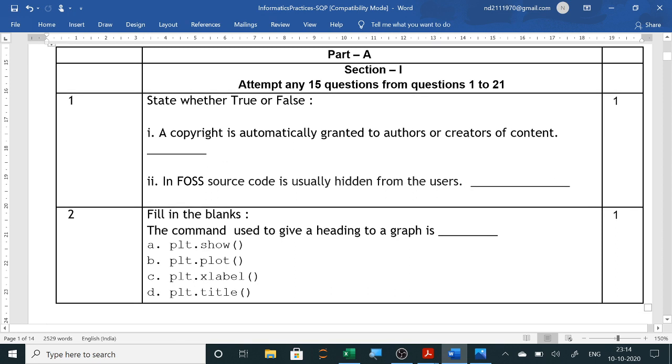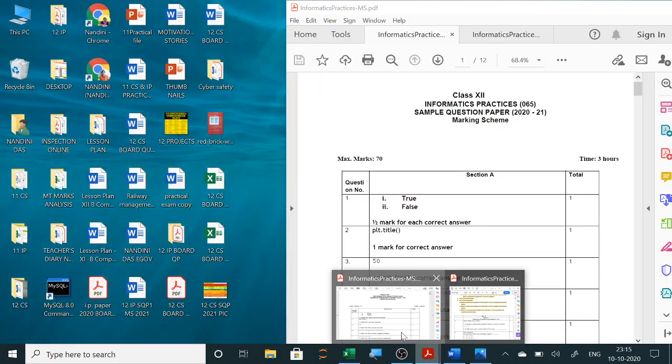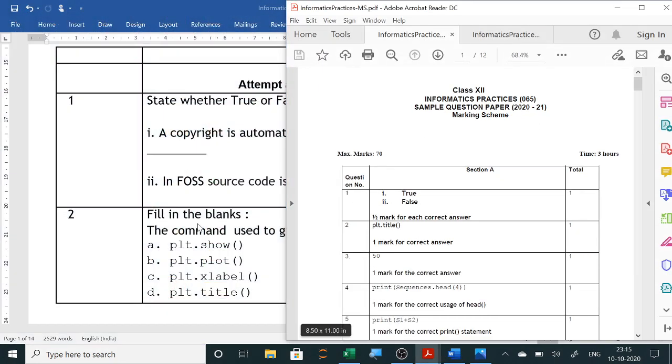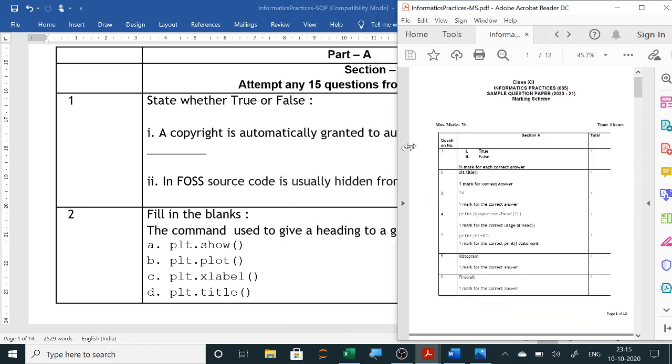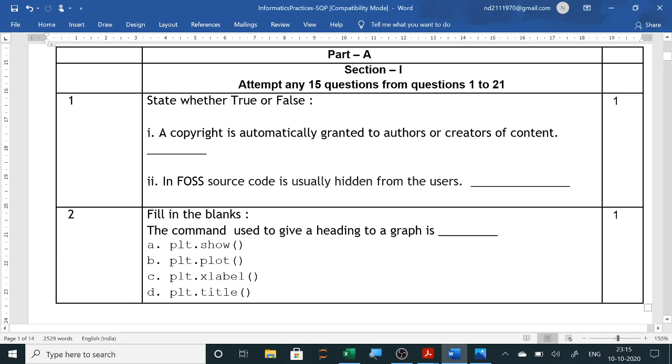And separate videos I will make for solving those 5 marks questions in detail. Clear? So here the answer is also given. You can open the answer and you can check it also. So here these are the marking scheme. It is provided by CBSE only, the marking scheme also. So go through the first, we will see all the questions here.